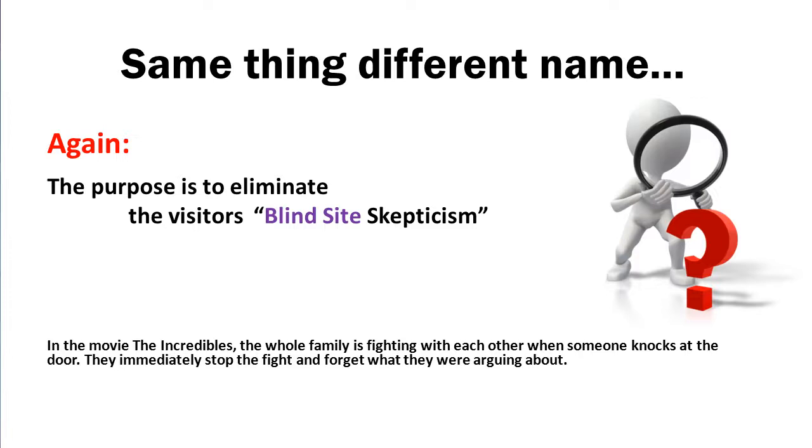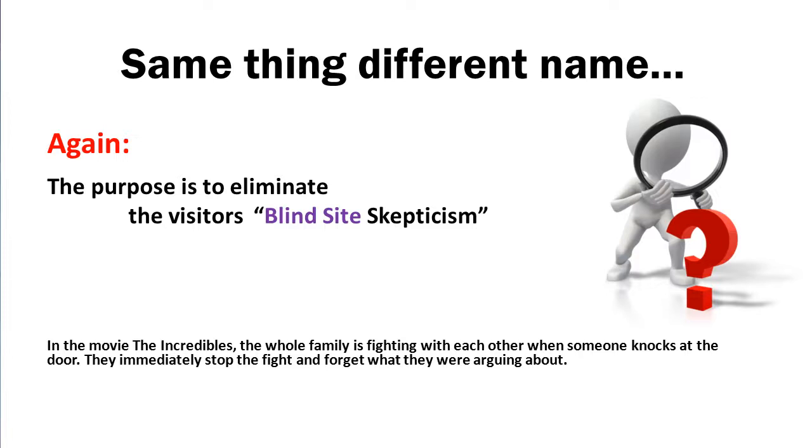There's a perfect example of this pattern interrupting that took place in the movie The Incredibles. The whole family's fighting, and they're going at it with each other, and then all of a sudden, somebody knocks at the door, and the entire family stops fighting. And then, when the interruption is over, they forget what they were arguing about. This is really just a perfect illustration of what I've been talking about here with your dinner, with the cafeteria. There's just countless examples of where this takes place all over your world.